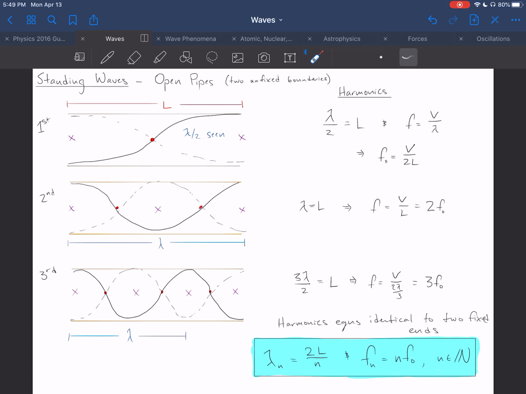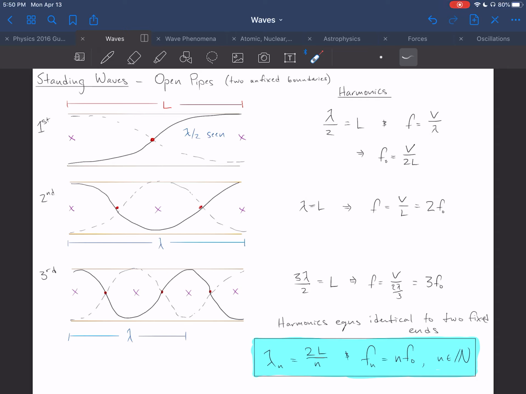Let's draw the next open pipe. Note we're going to increment the number of nodes and antinodes, so we go up by 1 in both. We have 3 antinodes here and 2 nodes. And as a result, we see a full wavelength. Note that this is basically one peak to another peak. Therefore, lambda equals L. And if lambda equals L, then the frequency is equal to 2 times the fundamental frequency. Just as one might have predicted, the second harmonic occurs at double the frequency of the fundamental. And this is exactly the same pattern as in the case of strings.